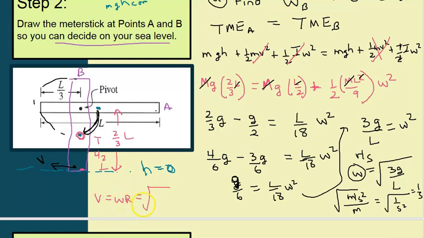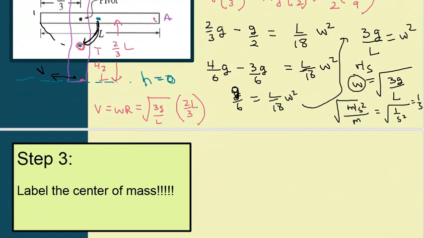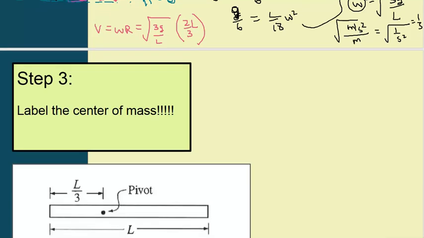Omega is kind of a goofy square root, so it's not super clean, but that's what it is, times R. Now be careful, R is not L. How far is this point away from the pivot? It is 2/3 of the way. It's 2/3 L. Okay. Technically, that is the answer. When I was in college, this was not acceptable, because you've got an L in two spots.